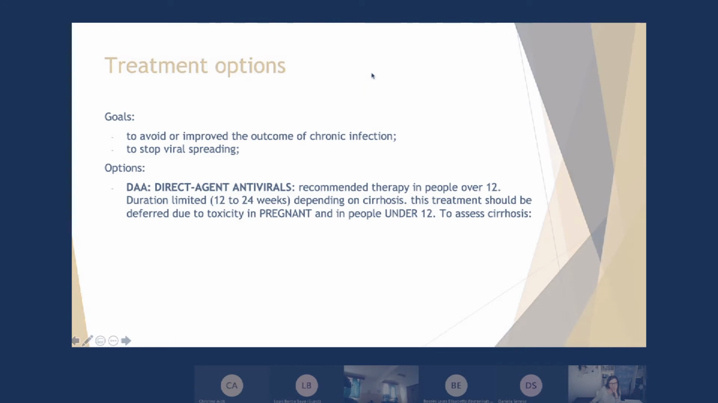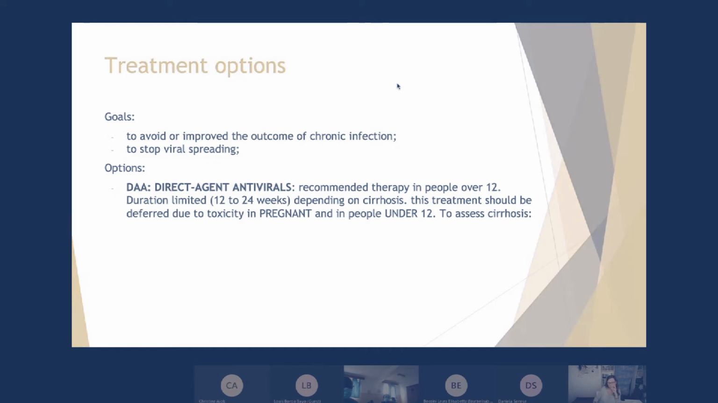This treatment, differently from the one we used on hepatitis B, will not be lifelong. This is a treatment that lasts from 12 to 24 weeks, depending, of course, on the liver function test. This treatment should not be used in pregnant women and in children because of the toxicity.